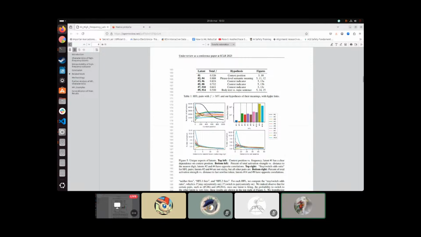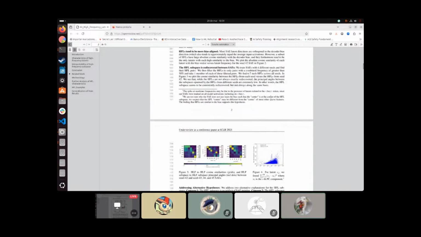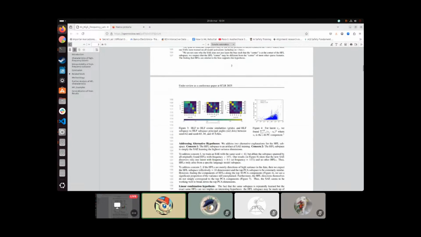How do we interpret the normal frequency latents? So the normal frequency latents, the other ones, the majority, a lot of them seem to be interpretable.